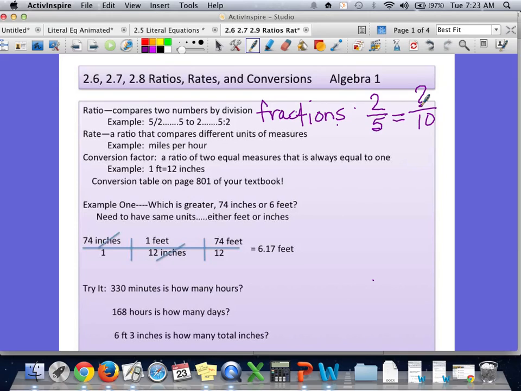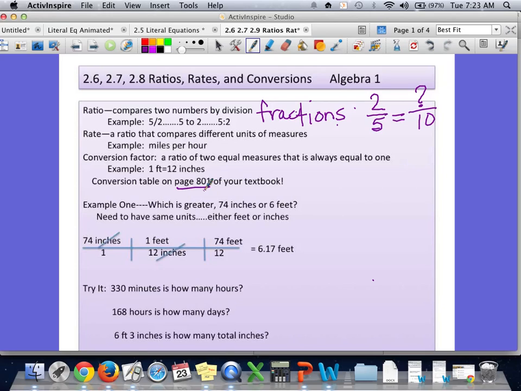A conversion factor is when you have two unequal measures, and you're trying to find a common conversion to change one to another. For example, if you want to know how many inches are in 1 foot, there are 12 inches in 1 foot. You use that ratio to convert other things, and we'll be looking at different conversions. There's a conversion table on page 801 of your textbook. You can look at that too.